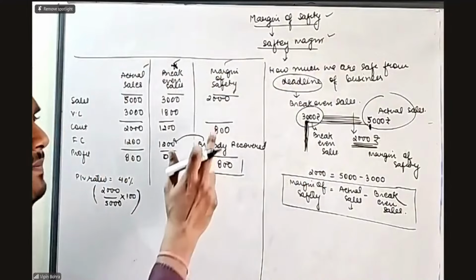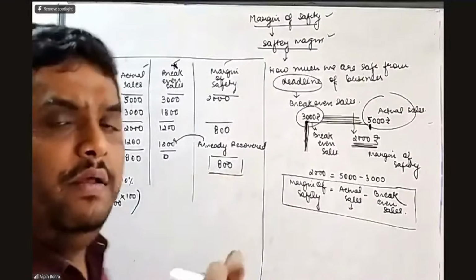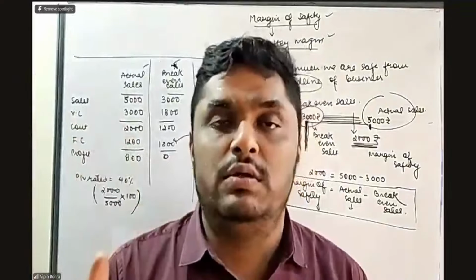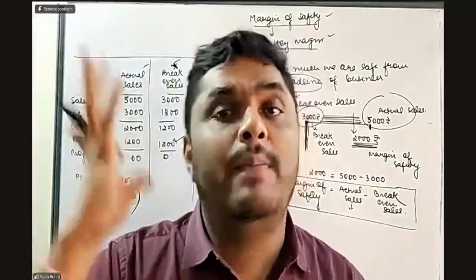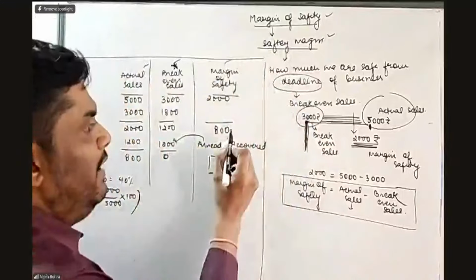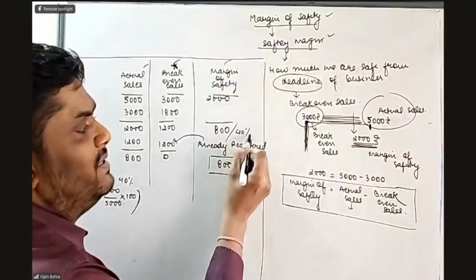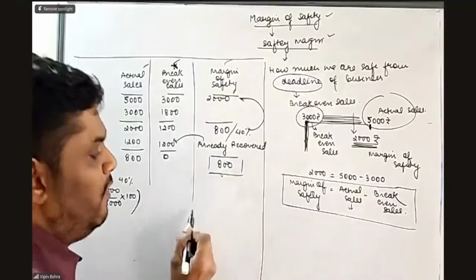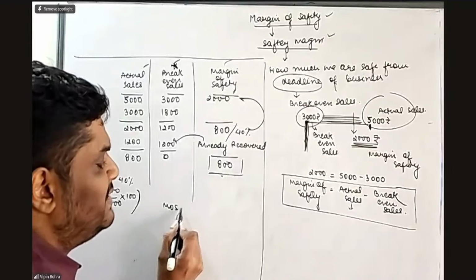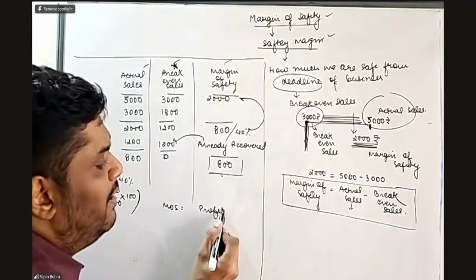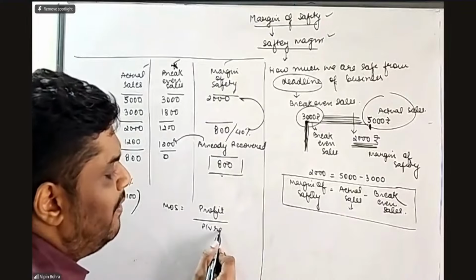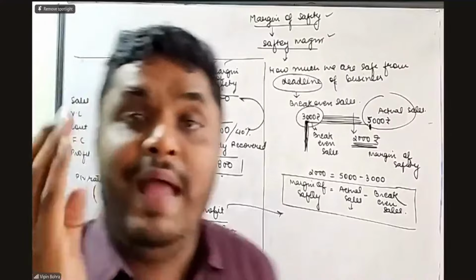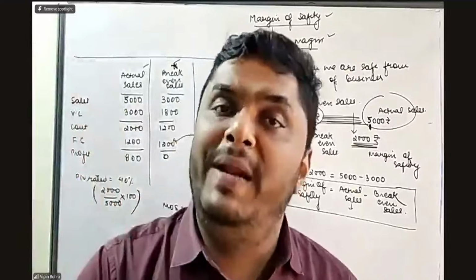So ultimately, what is profit? The contribution over and above fixed cost. The additional contribution above fixed cost. So in short, if we divide 800 by 40%, we'll be getting the margin of safety. And what is 800? Basically, my profit. So when talking about margin of safety, there is one more formula, that is profit divided by PV ratio. When talking about profit, what is profit? The additional contribution above break-even sales.